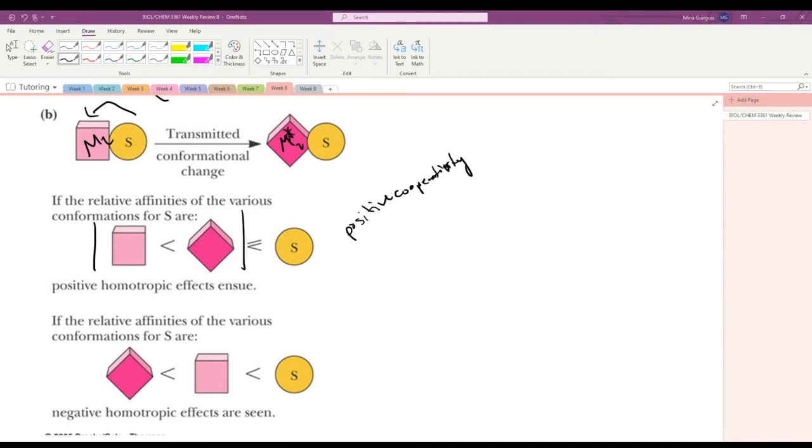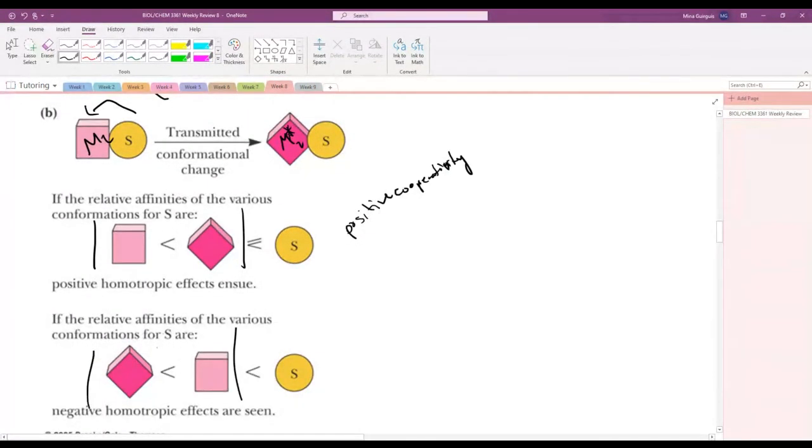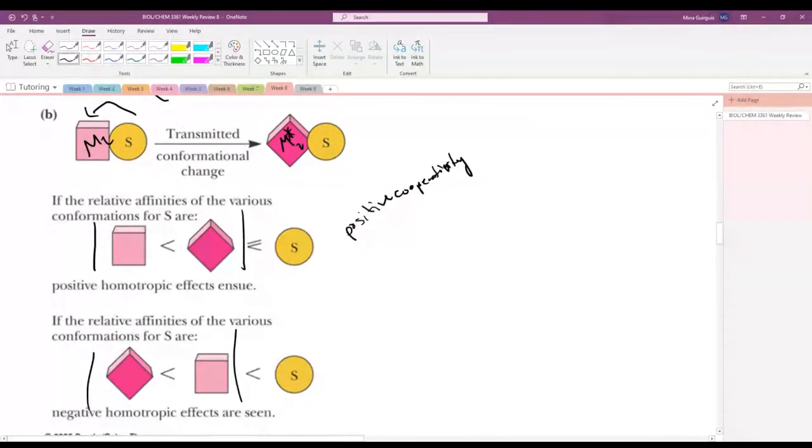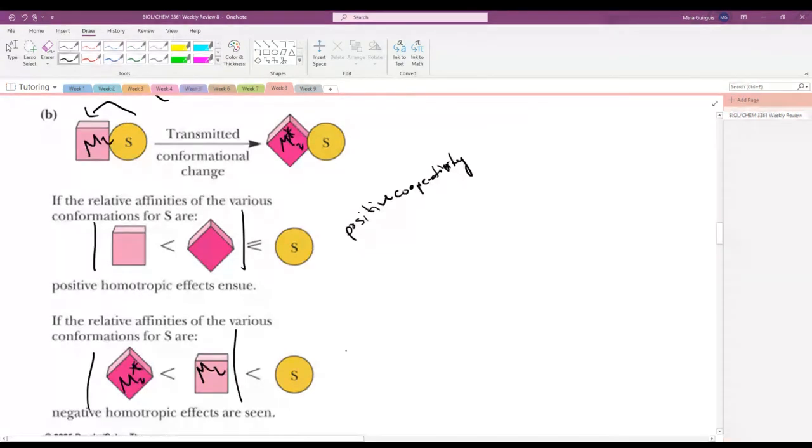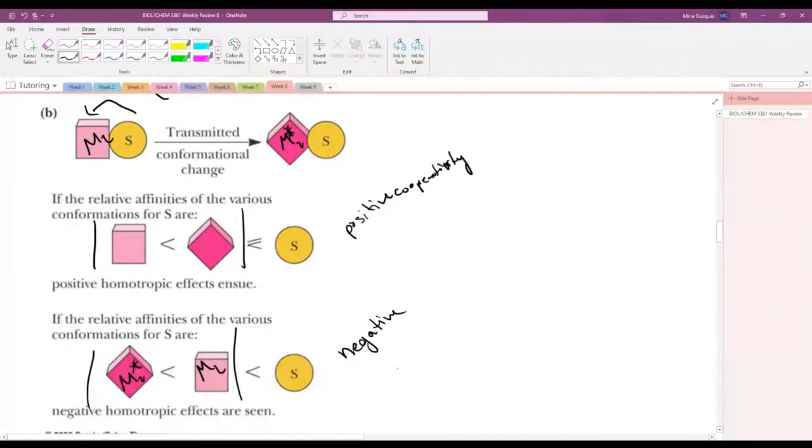So now instead of my binding site being a little bit more exposed, now it's covered a little bit more. And that's what this second thing is. And again, we're only looking at these parts. We don't really care about the S. So now if M2 had my exposed binding site and M2 star is with the binding site covered, then what I've just done is decrease my affinity for future substrates, and I just got to negative cooperativity. Does that make sense?